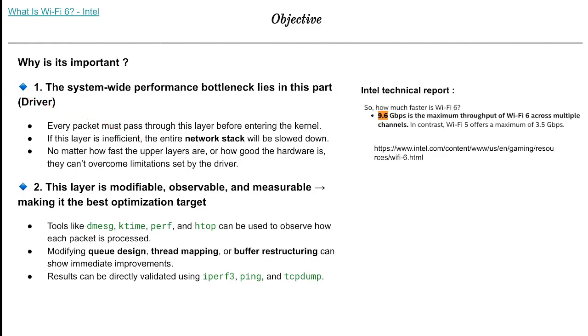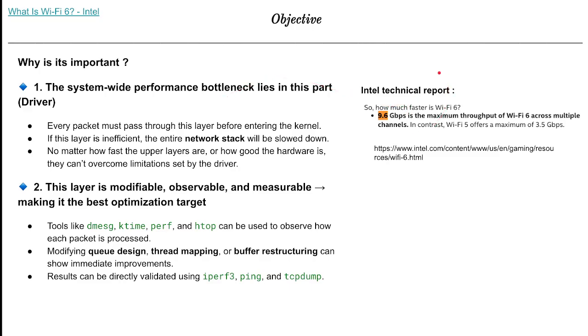So why is it important? As I mentioned earlier about the performance bottleneck, if we set aside hardware issue and just look at the system design, the bottleneck is actually at this driver. And this driver also plays a really important role in how well the upper layer perform.